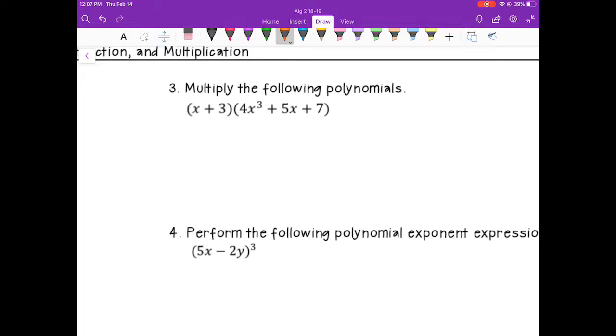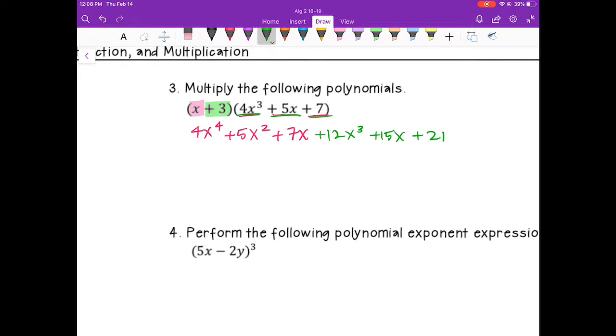Now we get to use our double distribution, or in this case, triple distribution. So we're going to take each term in our first polynomial, multiply by every term in our second polynomial. So x times 4x cubed gives me 4x to the fourth. And then x times 5x, 5x squared, x times 7, plus 7x. Then we'll take positive 3 and multiply by every term in our second polynomial. So 3 times 4x cubed, 12x cubed, 3 times 5x, 15x, 3 times 7, 21.